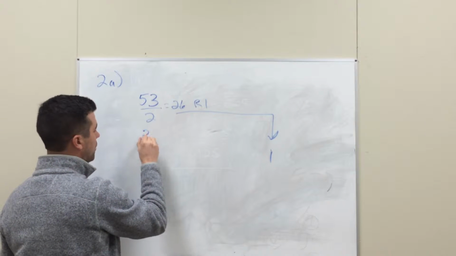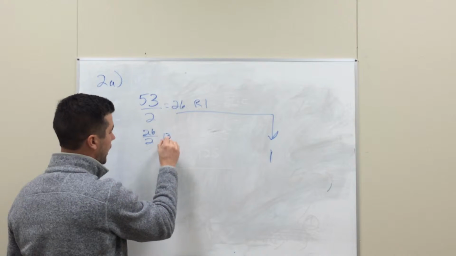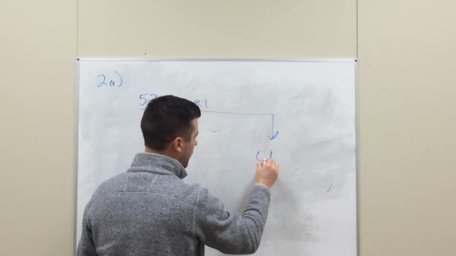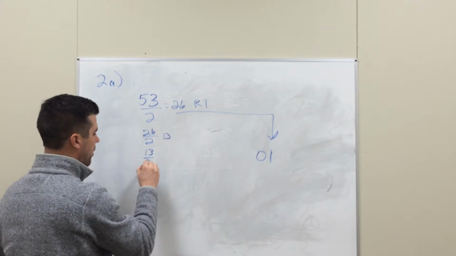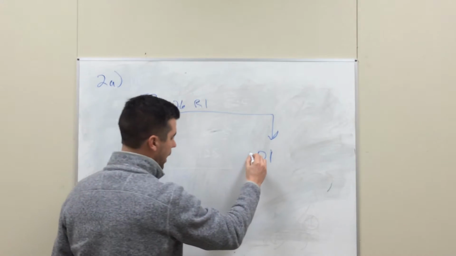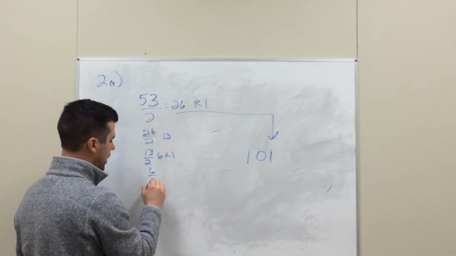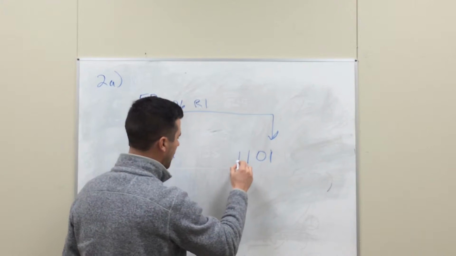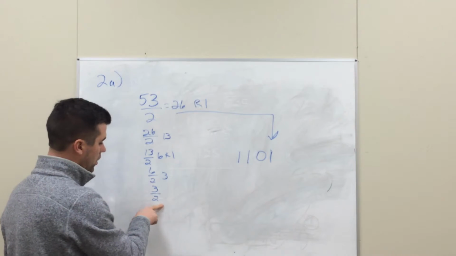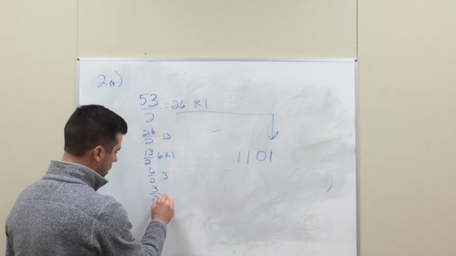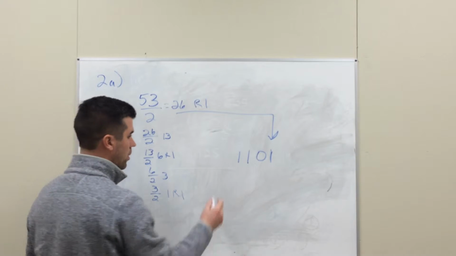All right, now we're left with 26 divided by 2 is equal to 13. No remainder there. Goes in cleanly, it's a whole number. 13 divided by 2, 6, but with a remainder of 1. Okay, 6 divided by 2 goes in cleanly, we have a whole number again. All right, 3 divided by 2 goes in once with a remainder of 1.